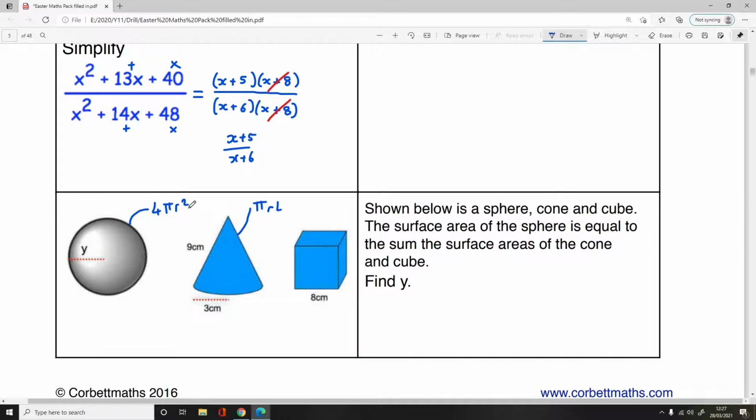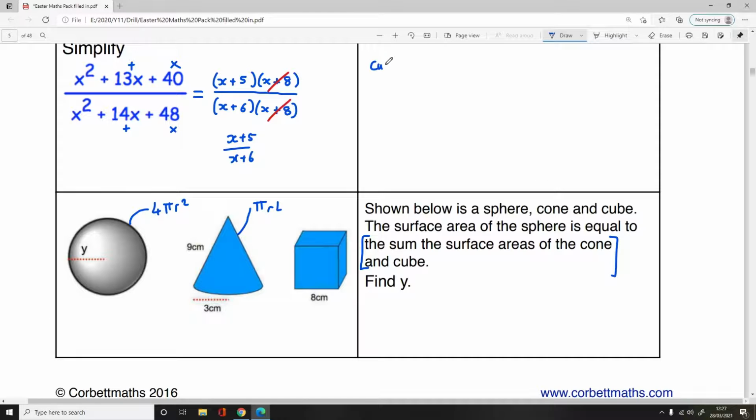And the way the GCSE is now, they will tell you those things when you need to use them. So I don't think it's fair of the question not to say them up front. Let's go on to the question now. So we've got a sphere, a cone, a cube. The surface area of the sphere is equal to the sum of the surface area of the cone and the cube. So we kind of need to do this bit first. We need to find the sum of the surface area of the cone and the cube.